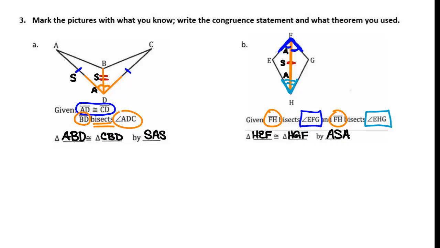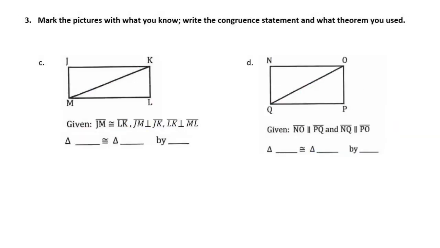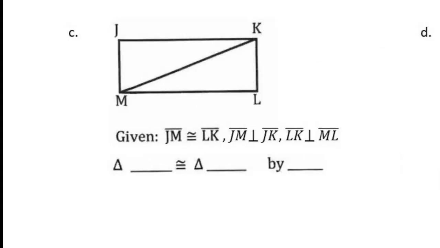All right, let's go look at C and D. First thing I notice on C is that it tells me JM and LK are congruent. So here's JM and here's LK. There's something I should have marked before I even did any reading. Shared side MK right here.